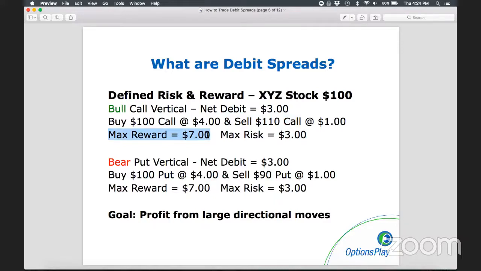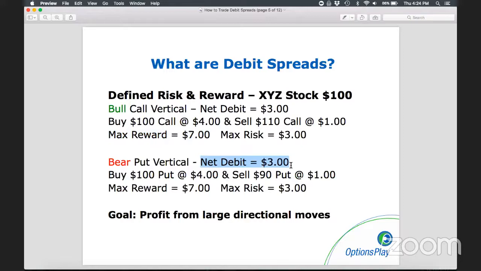Okay. Conversely, if you're bearish on XYZ stock, what you can do is buy a $100 put, very similar to an outright put buyer. But when you're buying that put for $4, you're also going to sell a put against that. You're going to sell a $90 put, a lower put, for a smaller amount of credit. So let's say you bring in also $1. That brings your net debit for the two legs to $3.